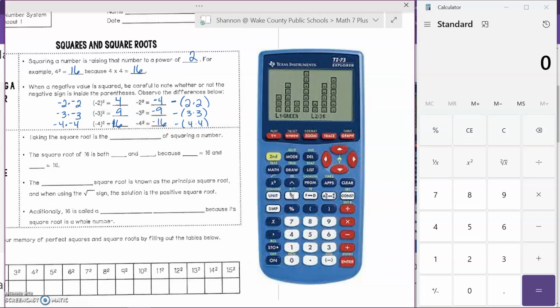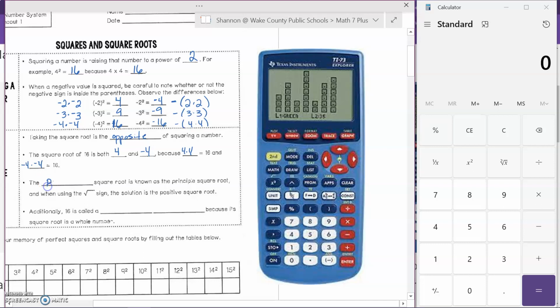All right, the next section is what's called a square root. Taking the square root is the opposite of squaring a number. So we want to know what times itself equals that thing. The square root of 16 is both 4 and negative 4. We just saw where a negative 4 times itself is positive 16 because 4 times 4 is 16 and negative 4 times negative 4 is also 16. So a number can have 2 roots.